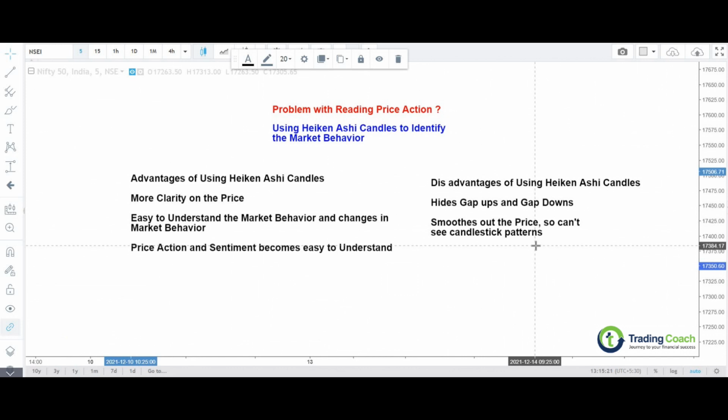Alright. So these are some of the advantages and disadvantages of using Heikin Ashi candles.